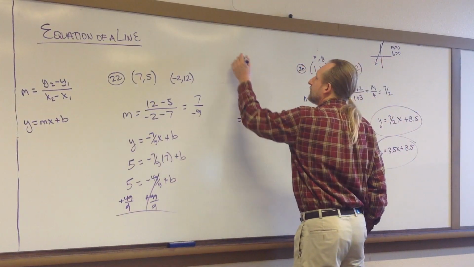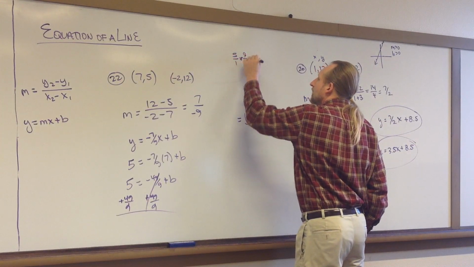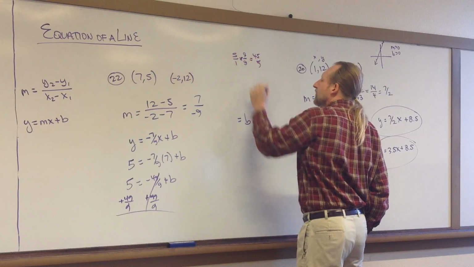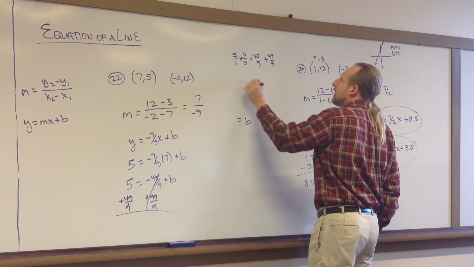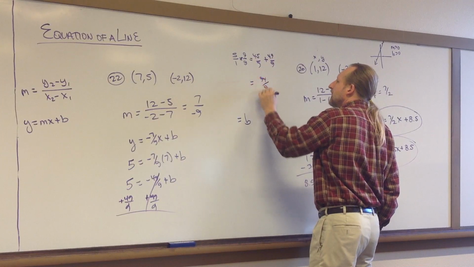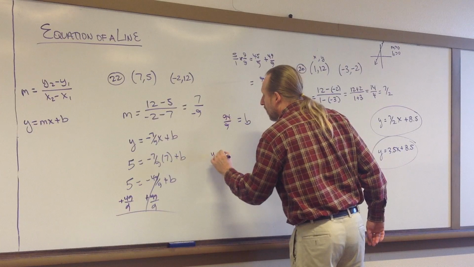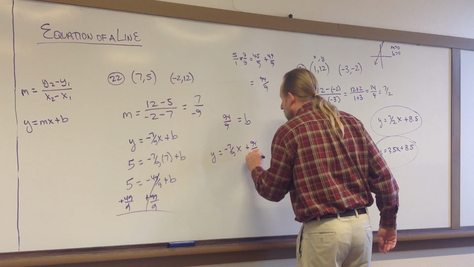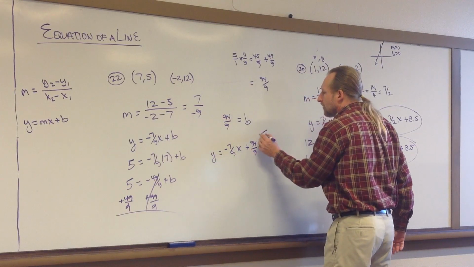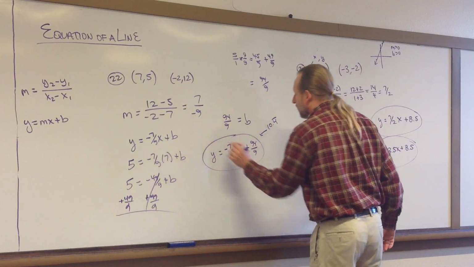I'm going to, let's see, 5 over 1 is going to be 45 over 9, and then we got to add 49 over 9 to that, so that's going to give us 94 over 9. Okay, so y equals negative 7/9 x plus 94 over 9, which is 10.4 repeating, or 10 4/9.